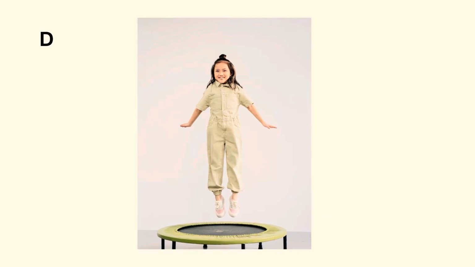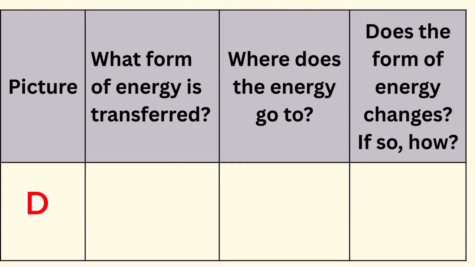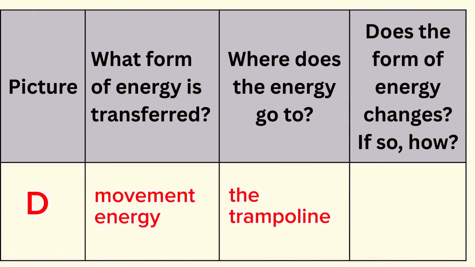Picture D is showing the jumper jumping on the trampoline. So what form of energy is transferred? The jumper has movement energy as they move downward. So where does the energy go to? The energy goes to the trampoline. That's a form of energy change. If so, how? As the person bounces, there is friction between the springs, the mat, and the frame. This friction converts some of the movement energy into heat energy and sound energy.